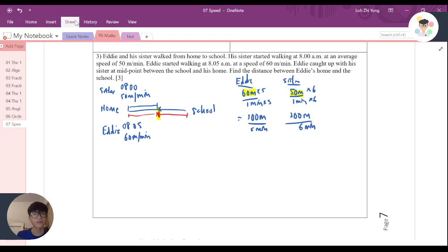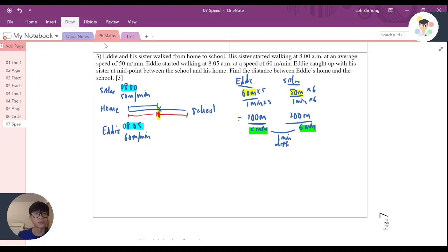However, if you look carefully, the time difference, let me just quickly highlight this. The time difference here is actually how many minutes? It's actually 1 minute difference. However, if you look carefully here, one is 8 o'clock, one is 8:05. So it means that the difference between their time is supposed to be 5.